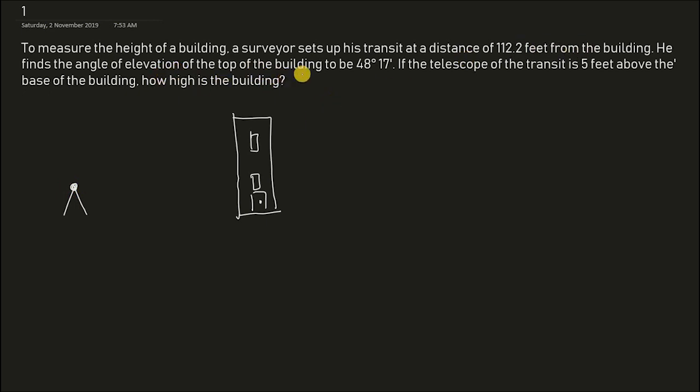He finds the angle of elevation from the top of the building to be 48 degrees 17 minutes. Angle of elevation is this. This is the top of the building. So, let's draw an imaginary horizontal line here. Ang angle daw dyan, since it's angle of elevation, that's 48 degrees 17 minutes. If the telescope of the transit is 5 feet above the base of the building, so this is the base of the building, guys. Kunwari straight yan, ha? This is 5 feet.